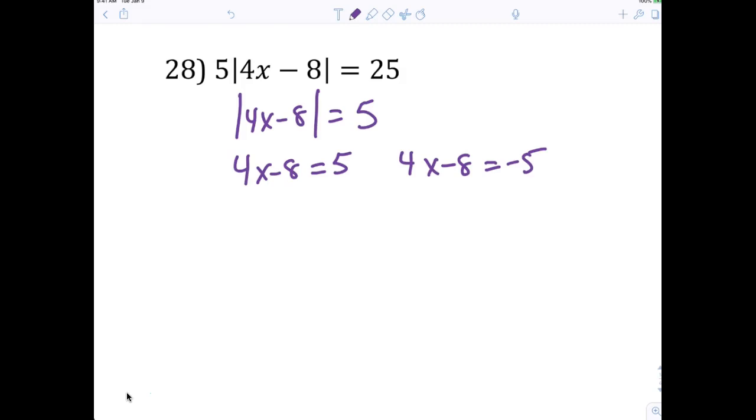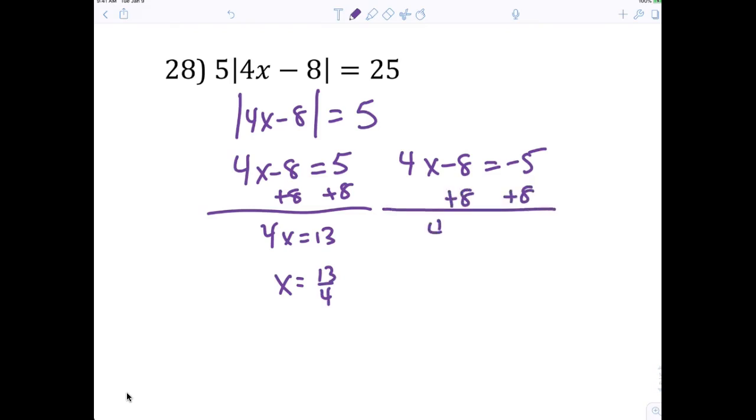All right? Now, continue. Then you add 8, add 8. And then 4x equals 13. And so, x equals 13 over 4. Continue. You do plus 8. 4x equals 3. So, x equals 3 over 4. Very nice.